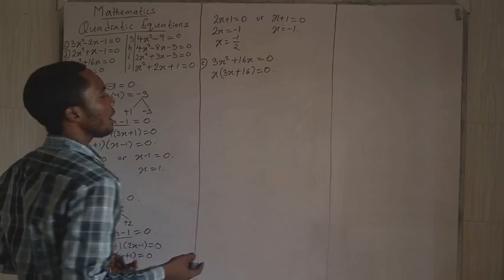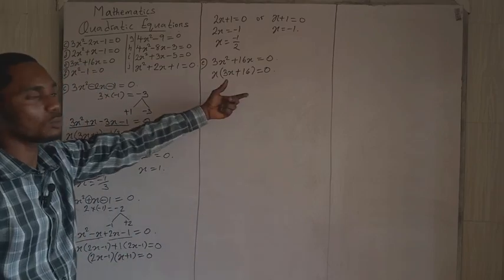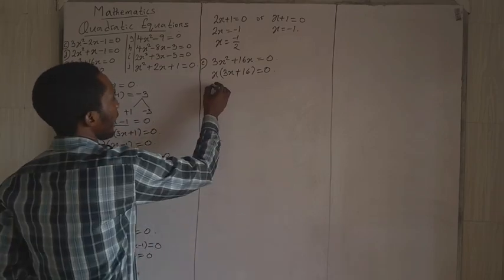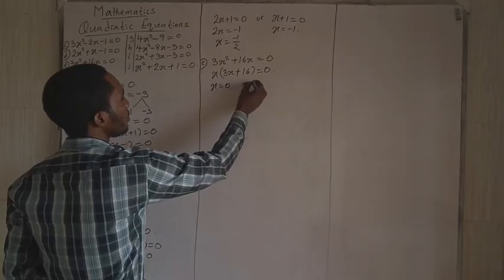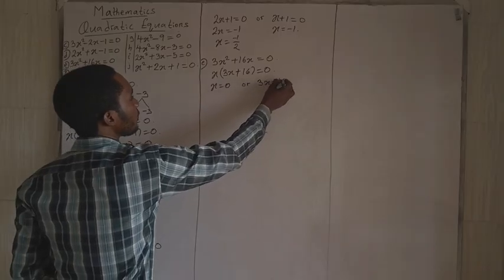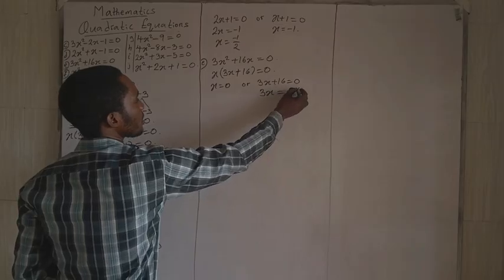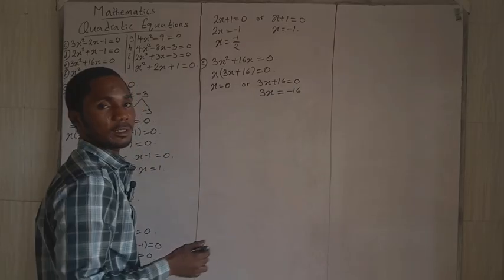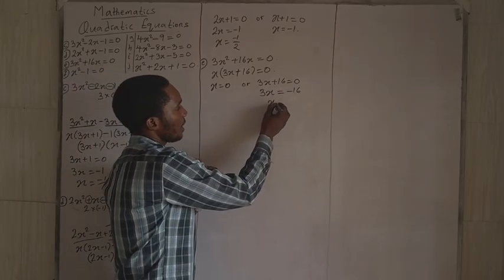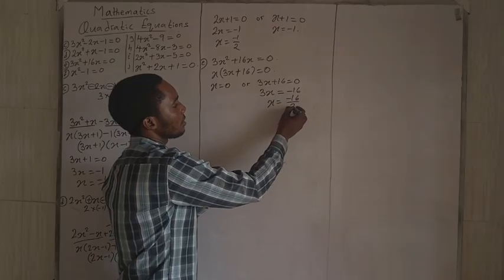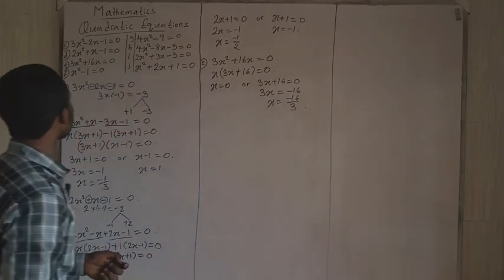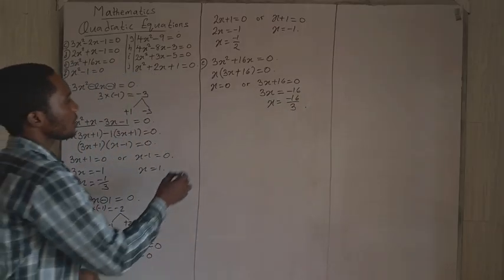Then we equate the factors to what? To 0. x is equals to 0 or 3x plus 16 is equals to 0. 3x is equals to minus 16. Divide both sides by 3. X is equals to minus 16 over 3. Next example, and that is f.